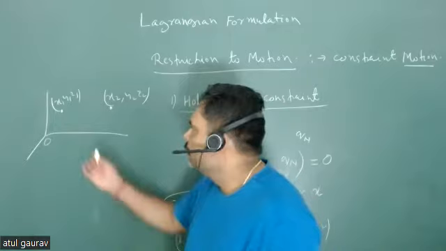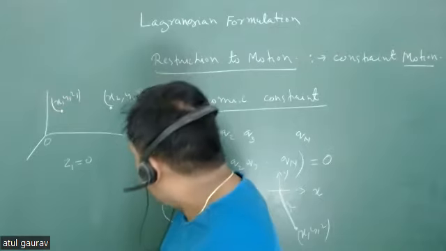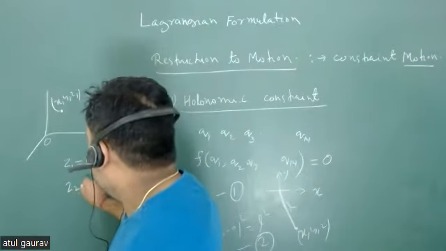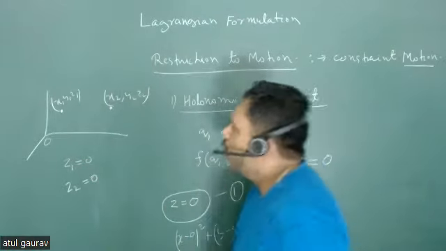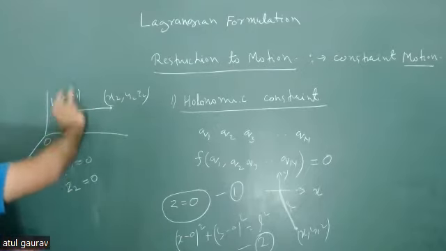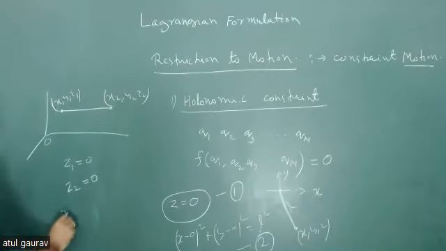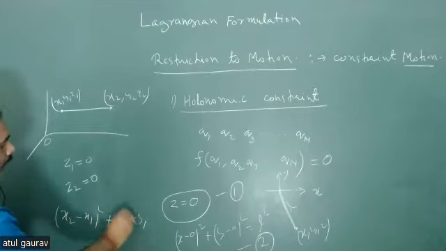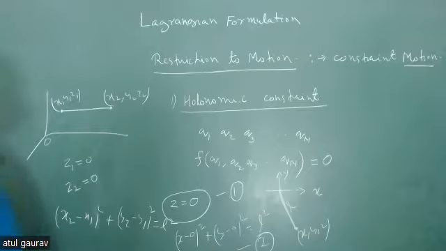So I can easily write z1 is equal to 0, because the first particle is moving in only the xy plane. I can write z2 is equal to 0 because the second particle is also moving in the xy plane, but this is not enough. The story is something more. This distance is always fixed. Whatever the particles do, wherever they go, this distance is absolutely fixed. So you can write (x2 minus x1) whole square plus (y2 minus y1) whole square is, let's say, some length squared, L squared.